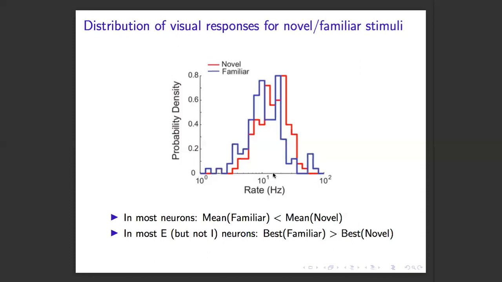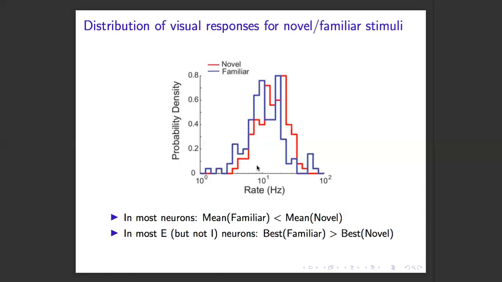So there are two main features that come out when you compare these two histograms. First, the mean responses are typically lower for familiar stimuli. The second is that when you look at the tails of the distribution, you see that the strongest responses typically are responses to familiar stimuli. Okay, this is just one neuron, but we see this in the majority, in particular the majority of so-called putative excitatory neurons.